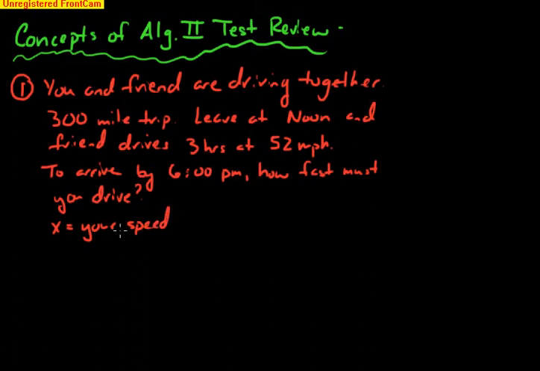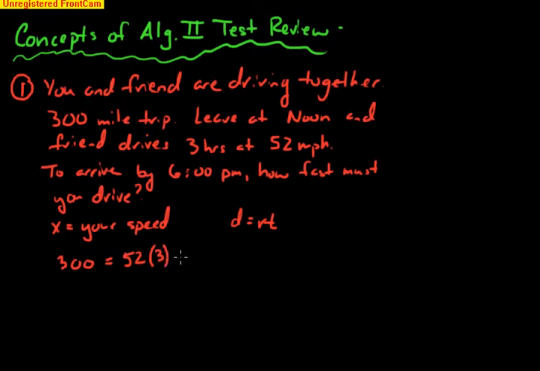All right. So this is going to be what's called a combined rate problem. You're going to take the rate and time. Well, first of all, we're going to use distance equals rate times time. But there's two rates and times. There's your friend's rate, and then there's your rate and time. So the total distance is 300 miles. That's what you have to drive together. Now, your friend drives at a speed of 52 miles per hour for 3 hours. So 52 miles per hour times 3 hours.